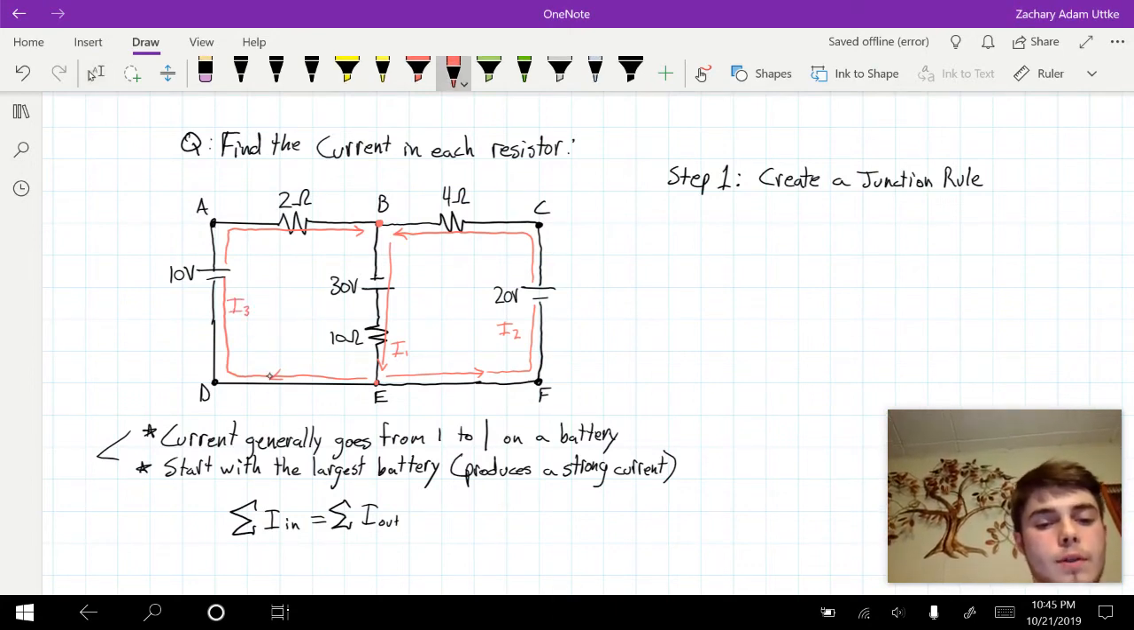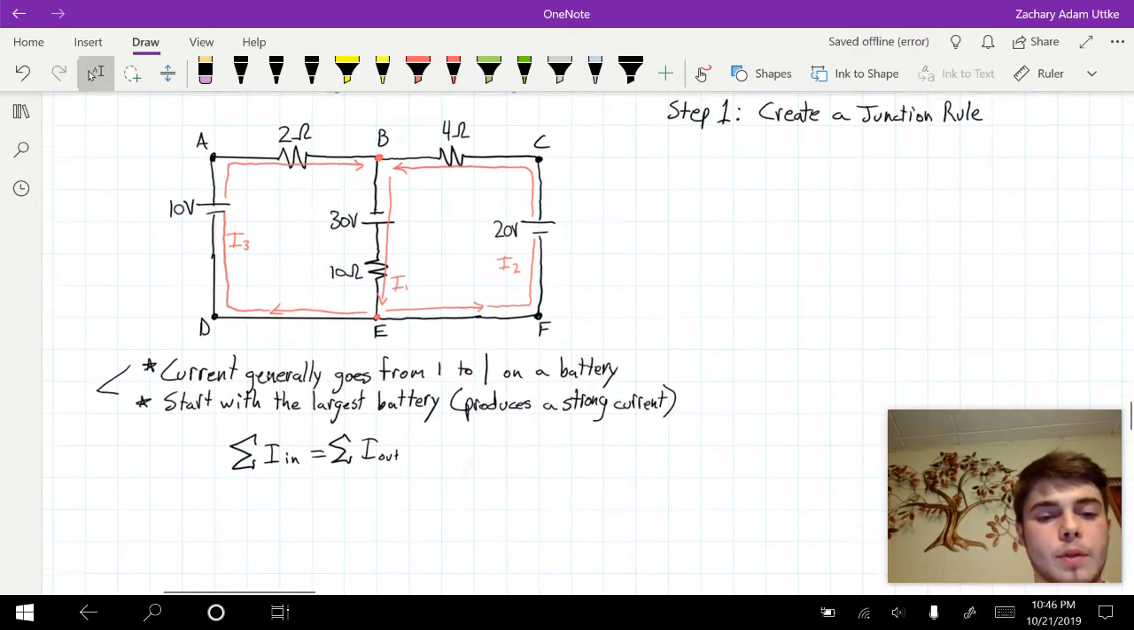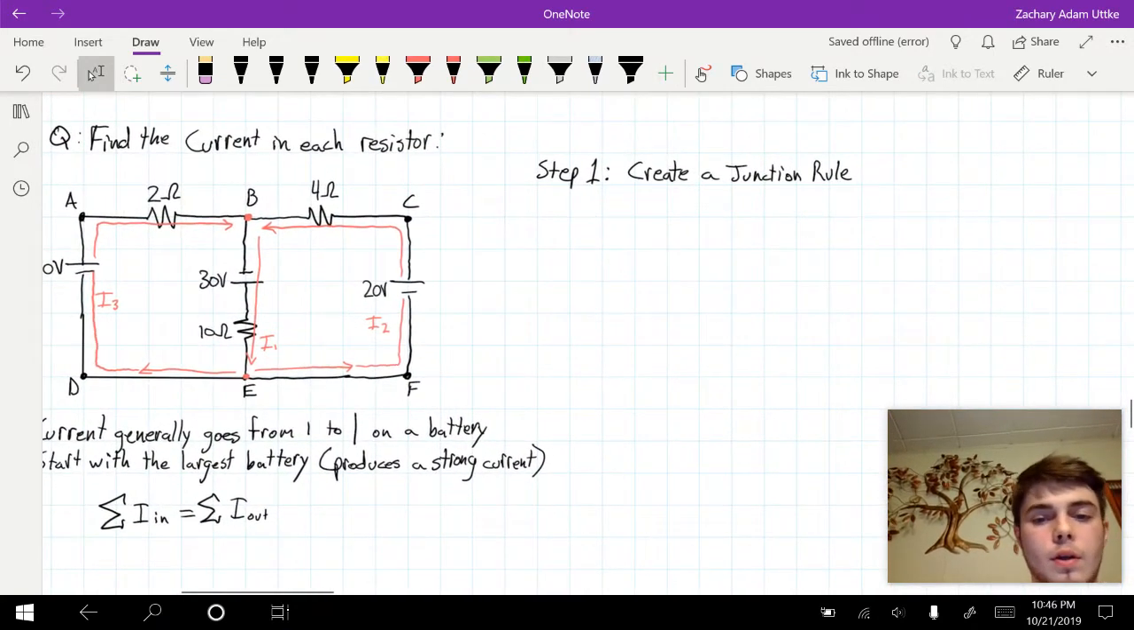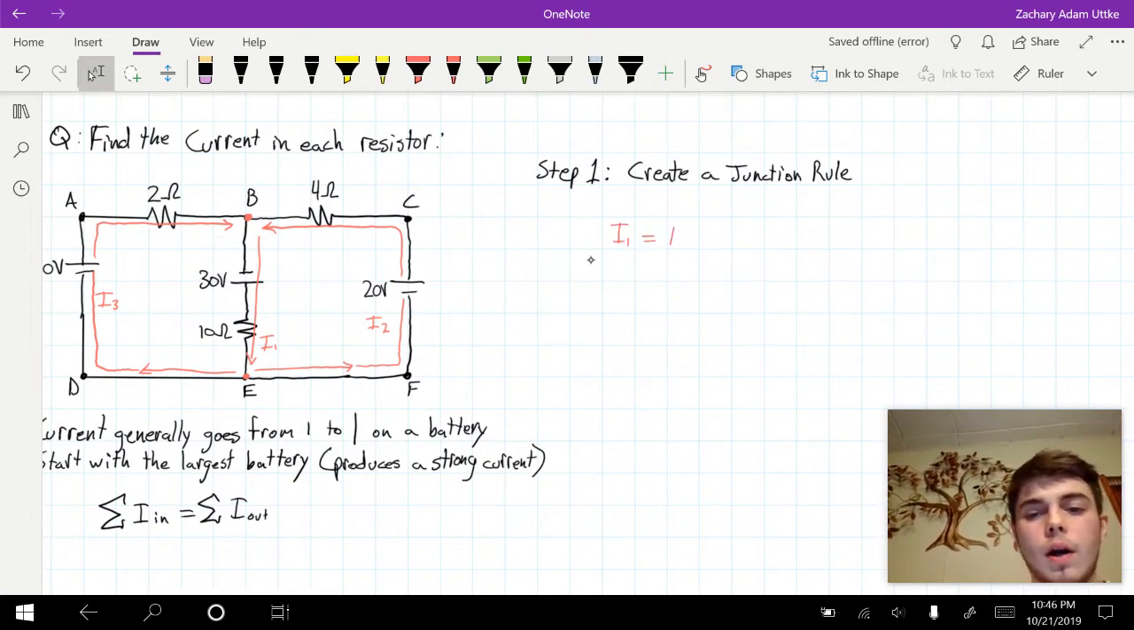So let's focus on point E. So at point E, the current going in is I1, and the currents going out are I2 plus I3. So this is our junction rule right here.